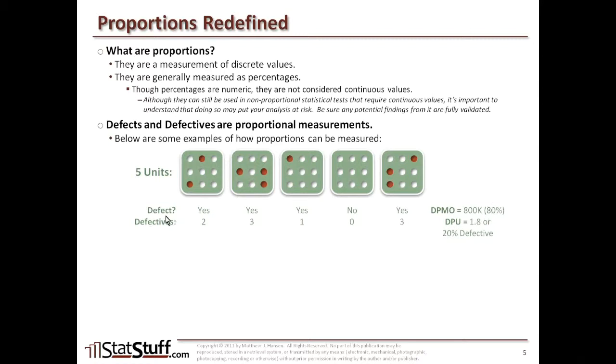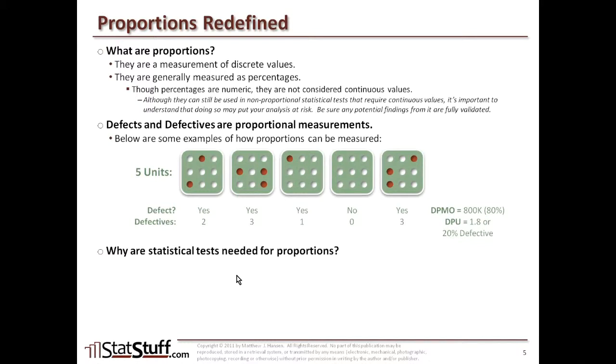However, we might say from a defects perspective, that is, how defective is each unit, and if there are 9 opportunities, in this case there are 2 defects. In this next unit there are 3 defects, and so on. From that perspective, how defective each one is, we might say the DPU is 1.8 based off the total number of opportunities and the number of defects we have, or it's 20% defective.